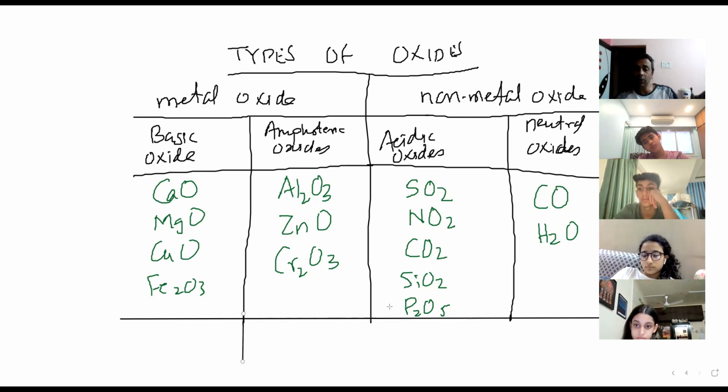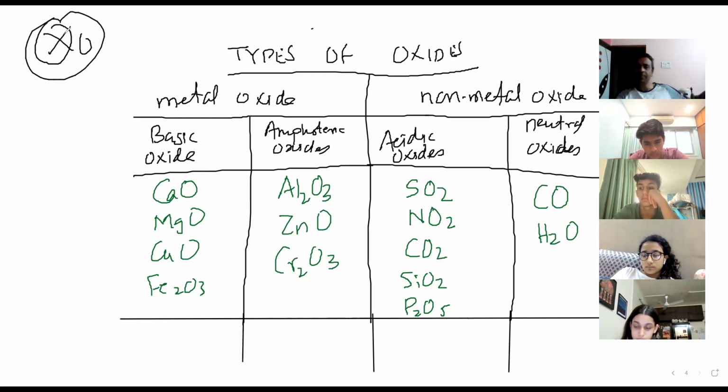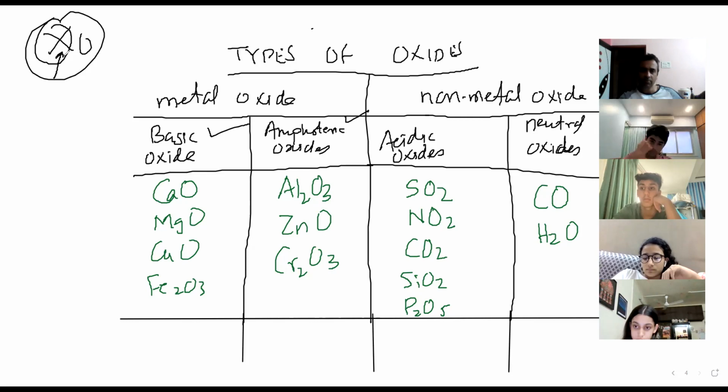To classify them correctly, first you should see whether it's a metal or a non-metal. When you are given an oxide, suppose X oxide, first check if X is a metal or a non-metal. If X is a metal, then it could be either basic or amphoteric. How do I check whether it's basic or amphoteric? If X is zinc, aluminium, or chromium, amphoteric. If X is anything else apart from those three, basic.